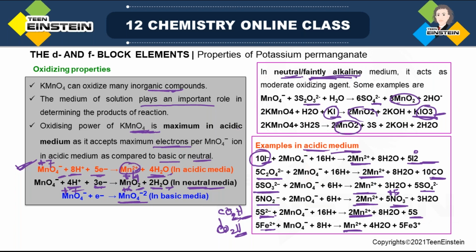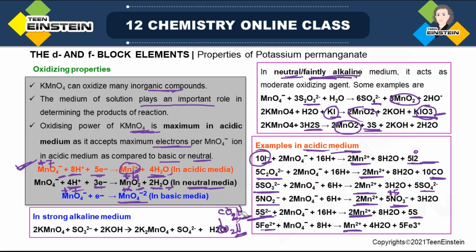Then we are using H2S, which is nothing but a source of sulfide ion. See this equation: here sulfide is converted to S. Here also it is converted to sulfur. But Mn is always converted to manganese dioxide. So these are examples in neutral or faintly alkaline medium. Mostly you will see, as the oxidizing power of KMnO4 is maximum in acidic medium, most of the examples are under this category.